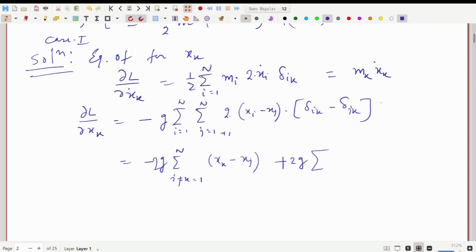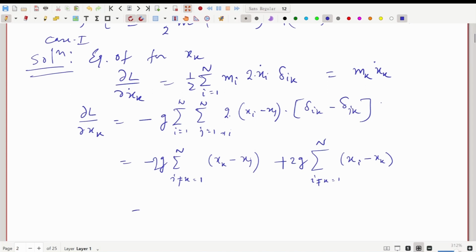Now I will perform the j sum using this Kronecker delta. So the i sum will be there, i not equal to k, 1 to n, and then j will be replaced by k. So x_i minus x_k. Now you can see that these two terms can be combined, because i is the dummy summation variable, I can rename it to i, then it is x_k minus x_i, here it is x_i minus x_k.